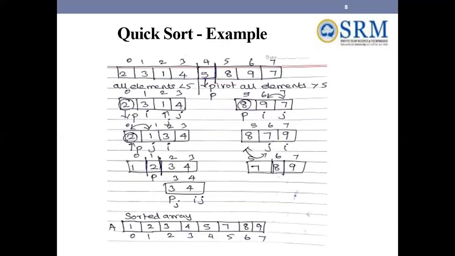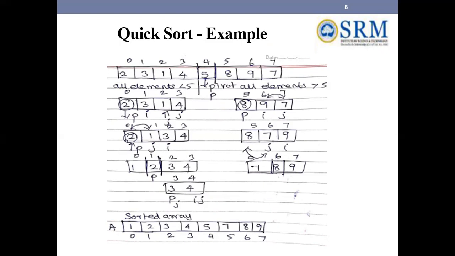So after that, 5 is placed in the split point 4. See here, 5 is placed in location 4. That is the split point J. Before that, all the elements are less than the pivot: 2, 3, 1, 4. And after the pivot 5 come 8, 9, 7, which are greater than the pivot element. This is a common rule.